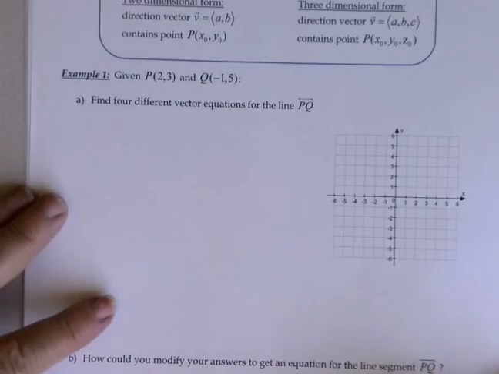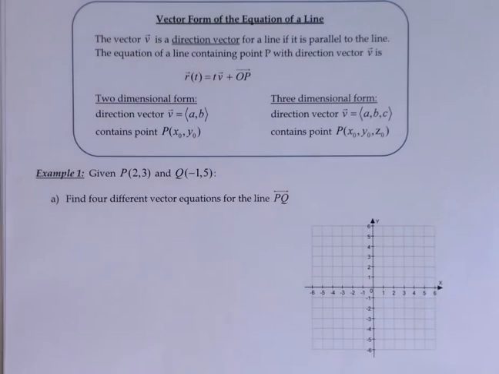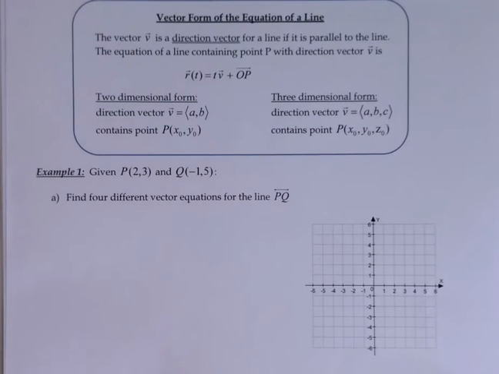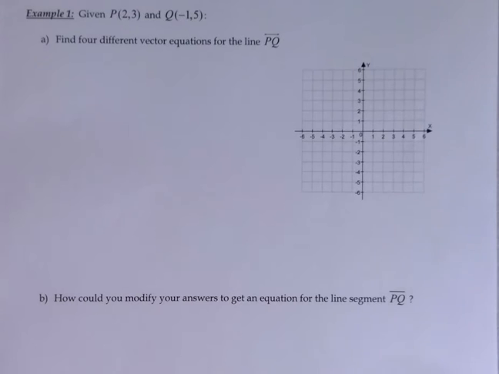That is made more formal for you, just in the box at the top of the next page. It's written in 2- and 3-dimensional form, but it says what we just talked about. So let's try a couple of examples. In example 1, I've got the points P and Q, (2, 3) and (-1, 5), and it says to find 4 different vector equations for the line PQ.